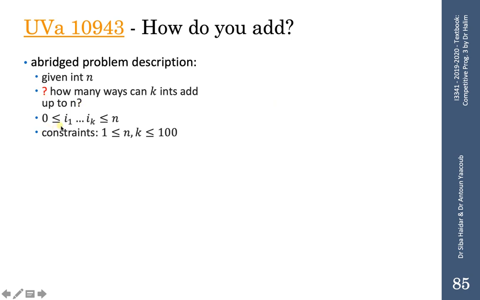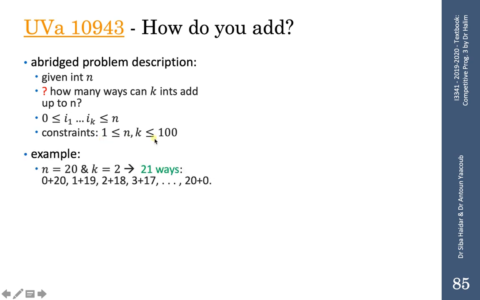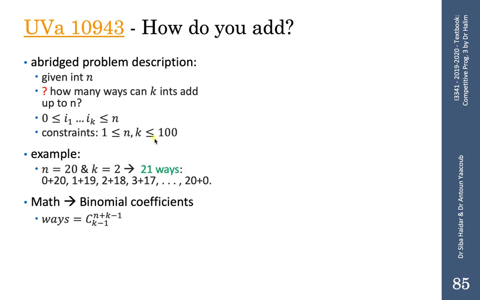How many ways can you have, where the numbers are between 0 and n, and the constraints are that k and n are less than 100. So this is the example, and in math we solve this as a combination, k minus 1 from n plus k minus 1. But there are overlapping problems and we can use dynamic programming.